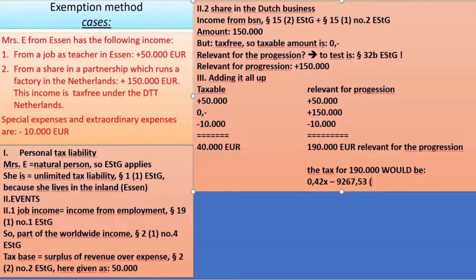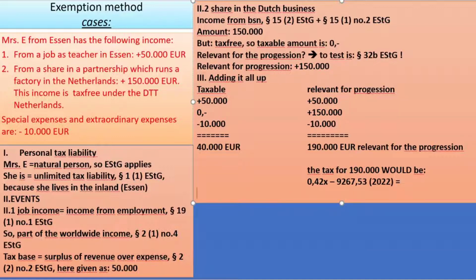9,267.53. That was the variant for 2022. And so we end up with 190,000 times 42%, 79, no, sorry, that's 79,800 minus 9,267.53, and there we end up with 7,530.